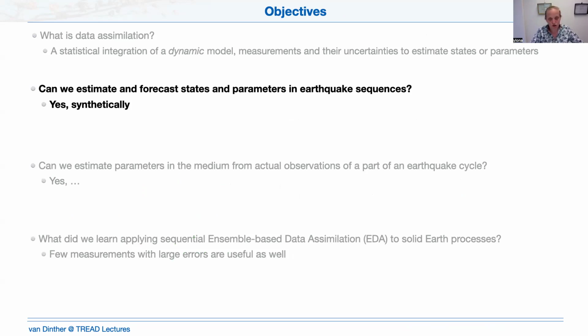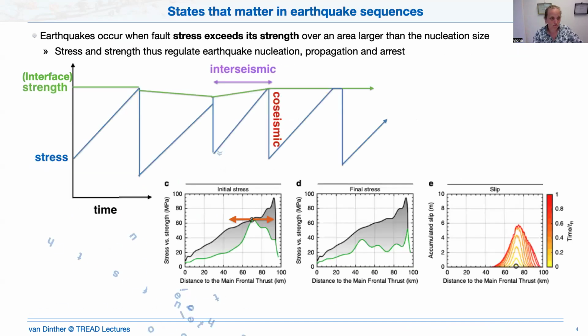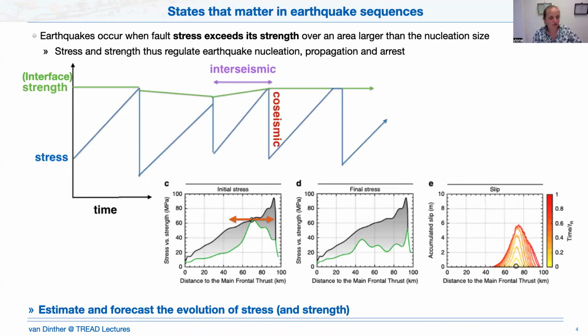So now if we go to earthquakes, can we estimate fault stresses and do some very, very basic earthquake forecasting, go in that direction. So you know from the meeting in Dinther that we did that stress is very important and strength is equally important. If the stress reaches the strength, an earthquake can occur.